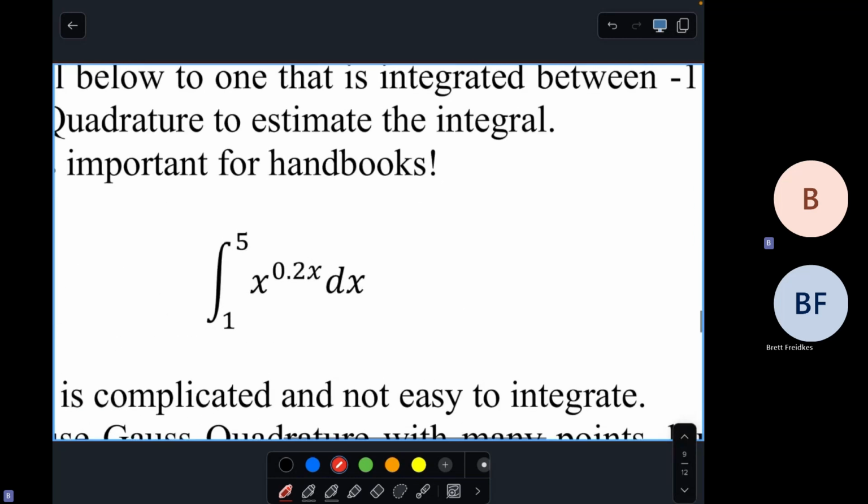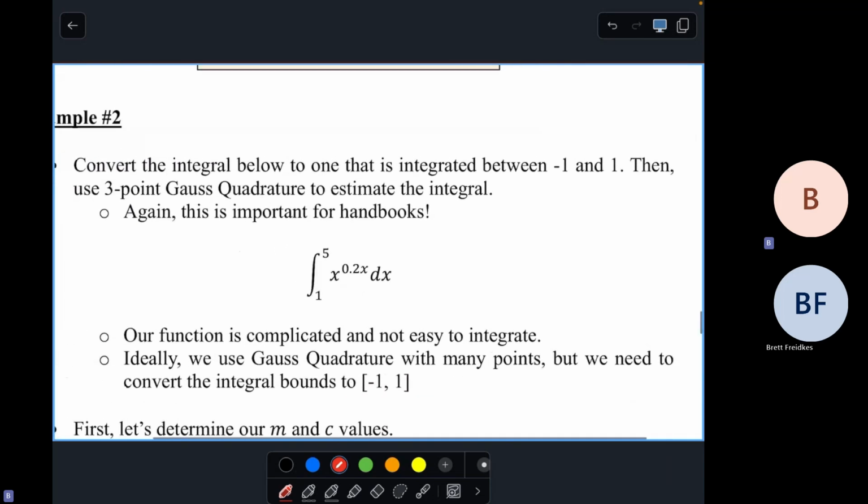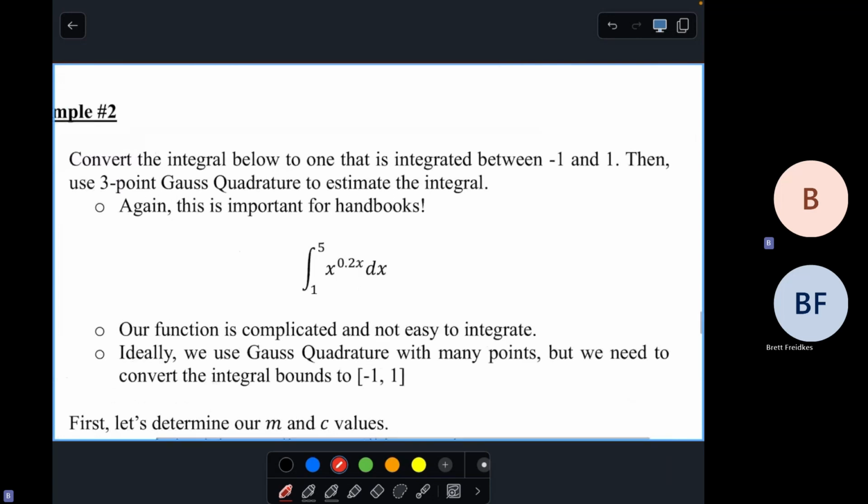So I give you this example here where I'm integrating some complicated function. Yeah, Andres. This is note set 24, I think. 24? I think that's right. So we have this complicated function. We want to use Gauss quadrature, but I tell you to use a 3-point Gauss quadrature, which requires us to use the table. So the first thing we need to do is transform the bounds to -1 to 1, which requires us to find that m value and that c value, the transformation.